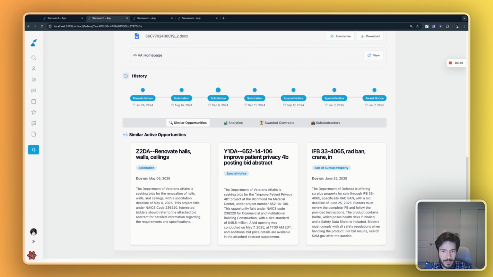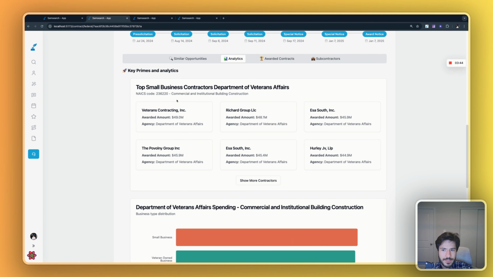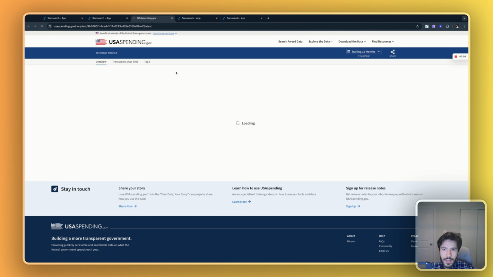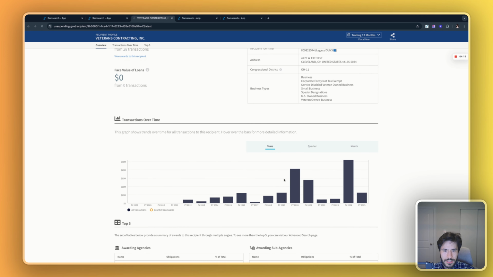Now, if we scroll here to the analytics, you can see here the profile of companies, and these are primes. You could reach out to them to partner with them if you want. But what I use it for in this case is to see their profile. So there's a lot of them listed here. And what I see in their profile on usaspending.gov is the awarded amount. This is how much this company got from 28 transactions in the past. I could see the spending over the years.